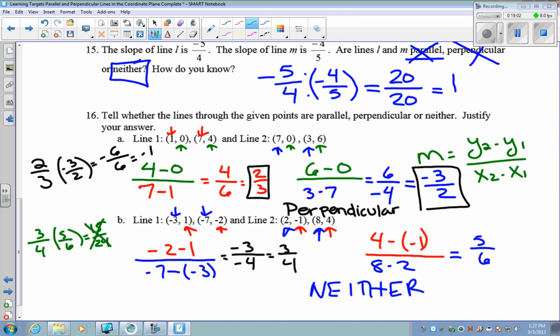They are neither. So from this lesson, we want you to take away that slopes of parallel lines are always the same. Perpendicular lines form a 90-degree angle when you graph them, and their slopes are opposite reciprocals. If you're asked to prove, you need to find the slope, and take a look at them and decide for yourself. Are they the same? Are they opposite reciprocals? Are they neither?